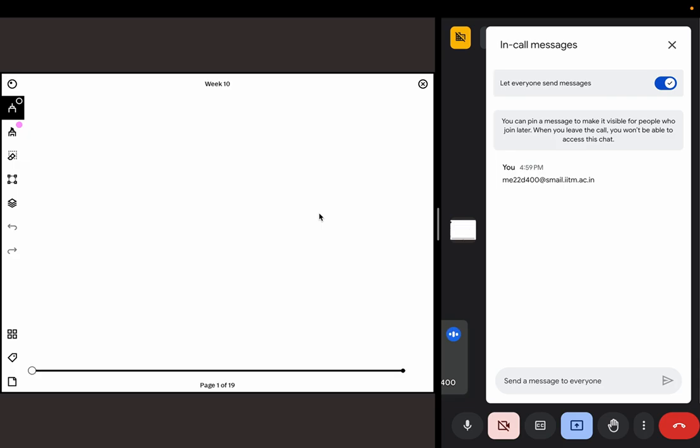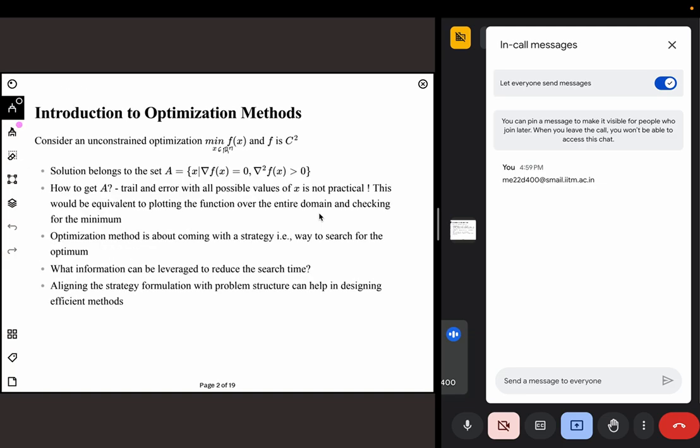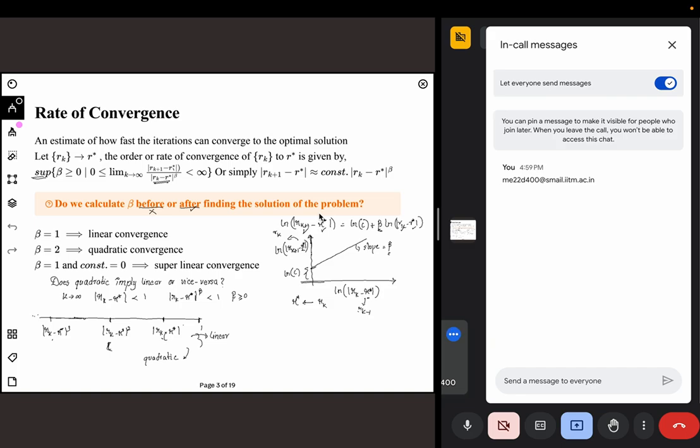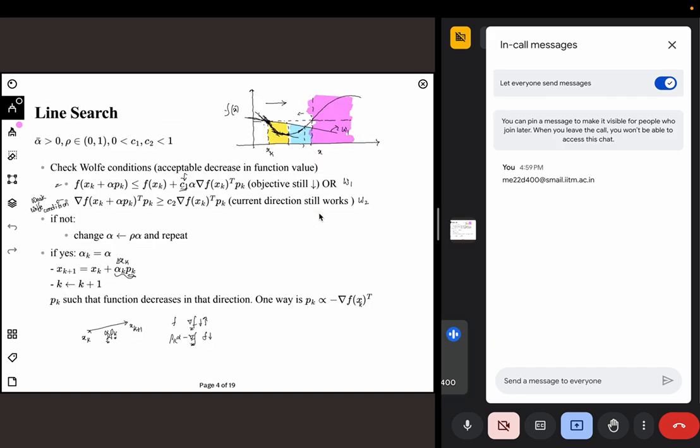To quickly summarize, we started out saying why we need optimization methods, because we cannot search through all the points. So somehow we have to reduce the search space. For that, we need to use extra information about the functional form, like whether it is continuous or not, whether it is differentiable or not. That is where all the different line search methods come in, wherein we use the information of the continuity as well as the differentiability.